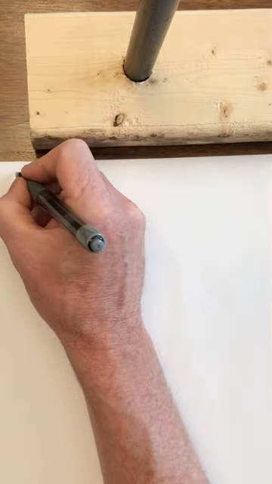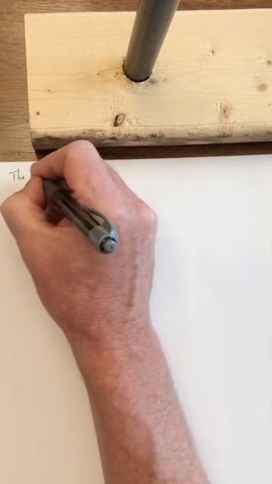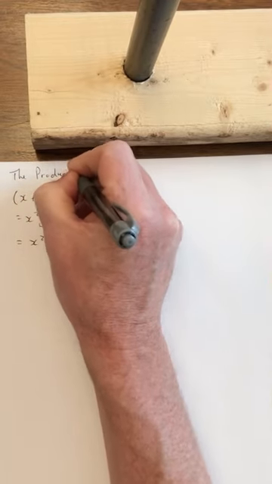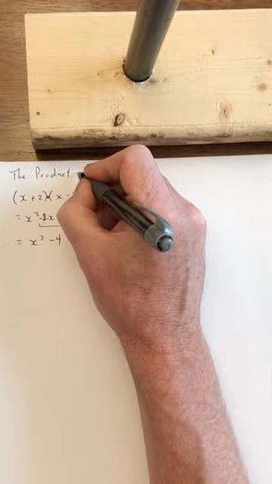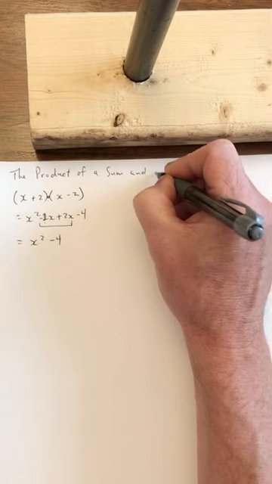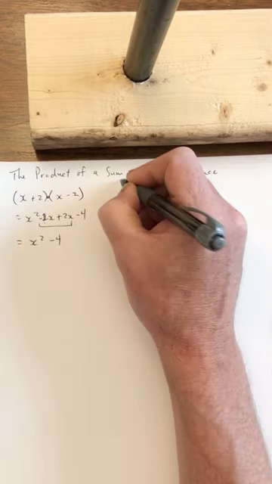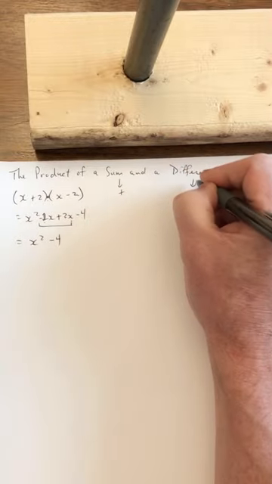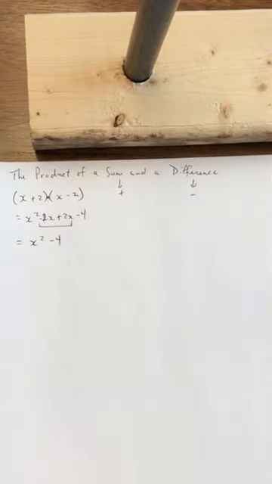And just a title for this section here is the product of a sum and a difference. Sum means to add, difference means to subtract. So here we're adding, here we are subtracting.